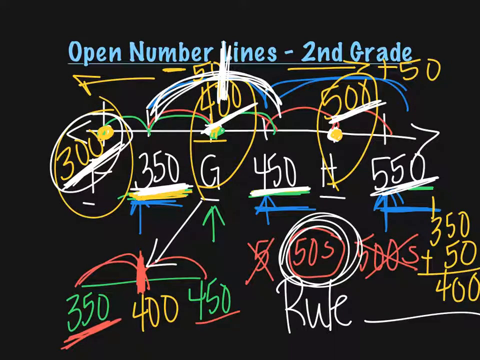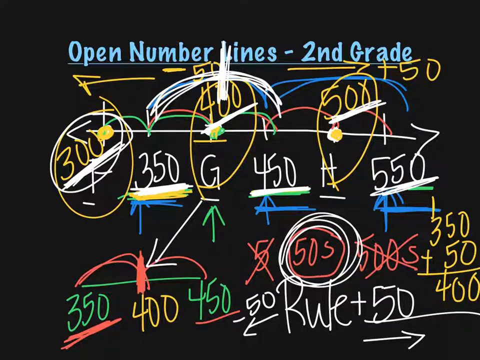So the biggest thing about open number lines is first to figure out what your rule is, what your pattern is. And here we were counting by 50. So it was plus 50 going to the right. And then it was minus 50, subtract 50 if we had gone to the left. Okay, let's try another one.